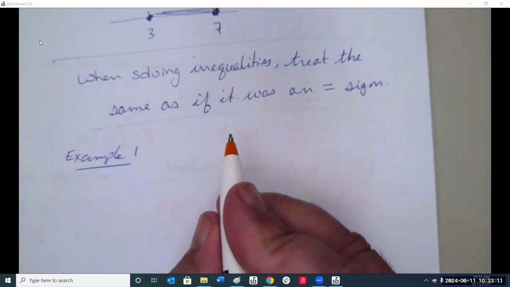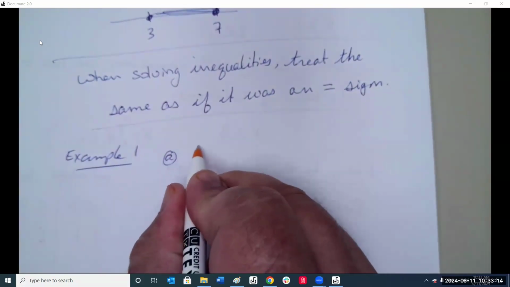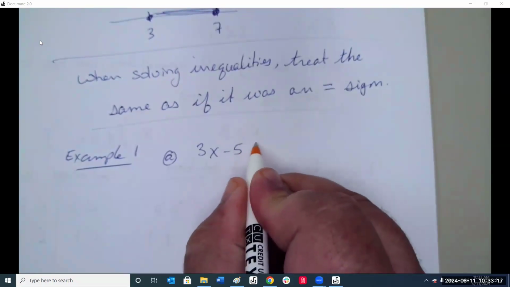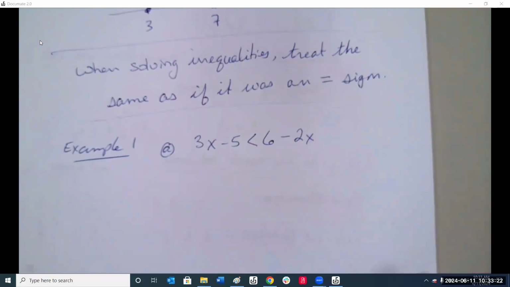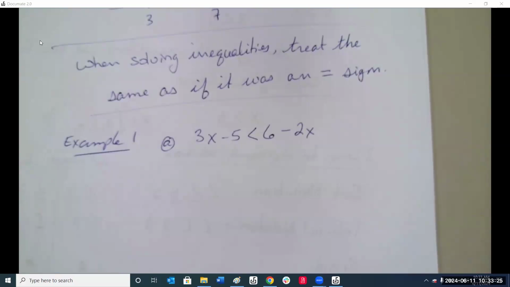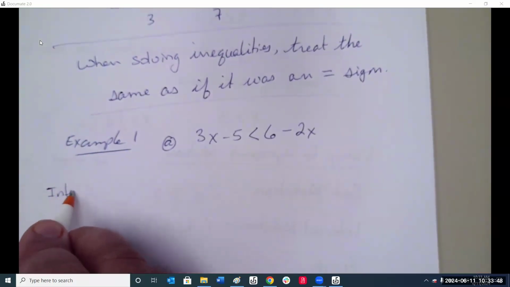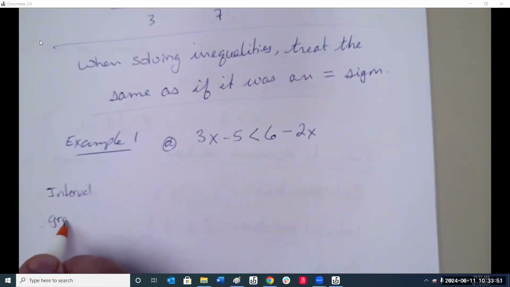Example 1. A. 3x minus 5 is less than 6 minus 2x. Solve this and put it in the other two notations. What notation is this? Yeah, if it has inequalities, it's set notation. So we have to put it in interval notation and graph.